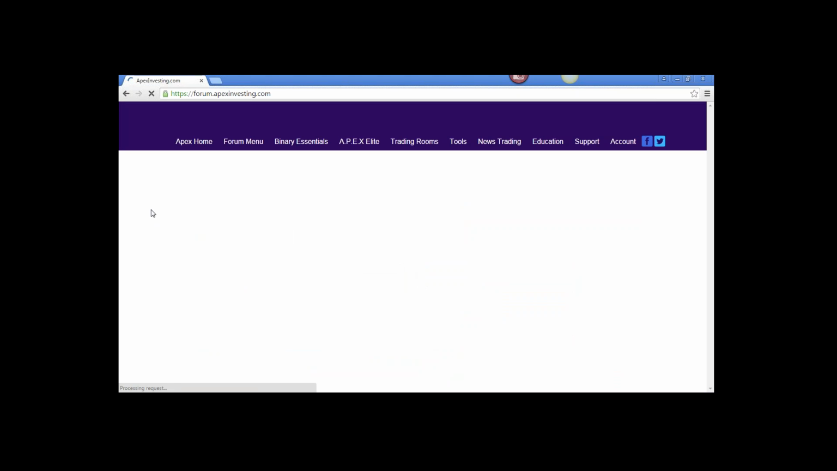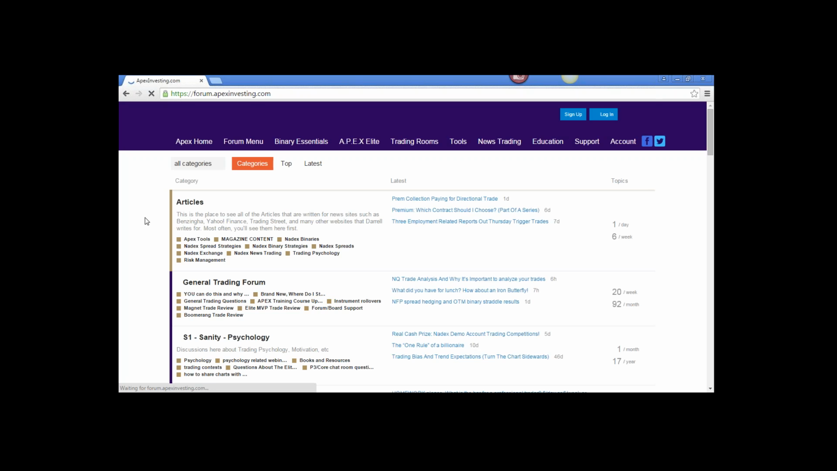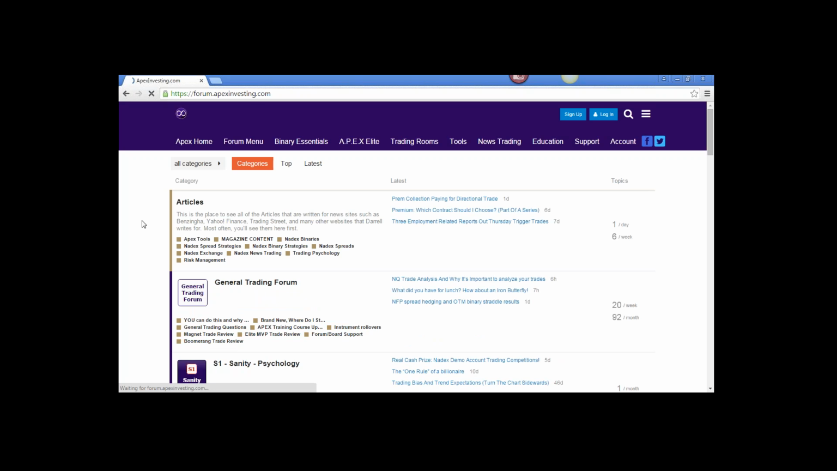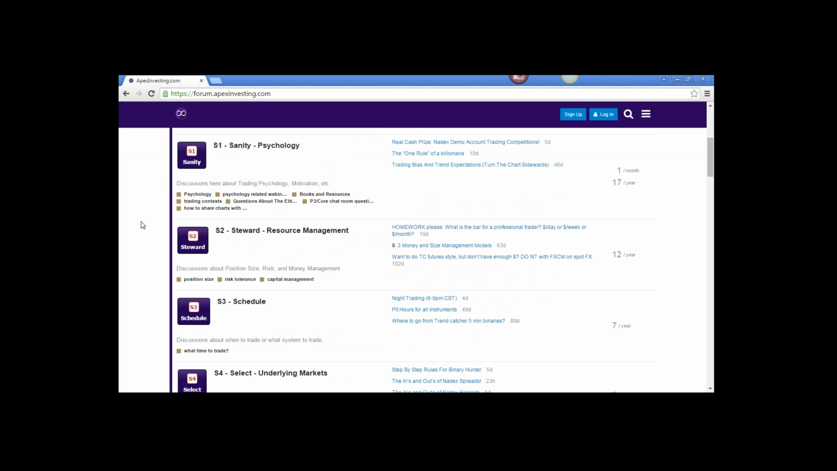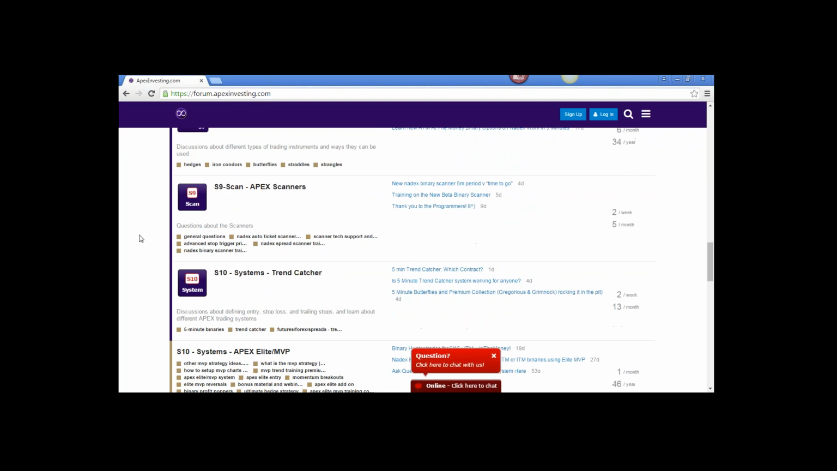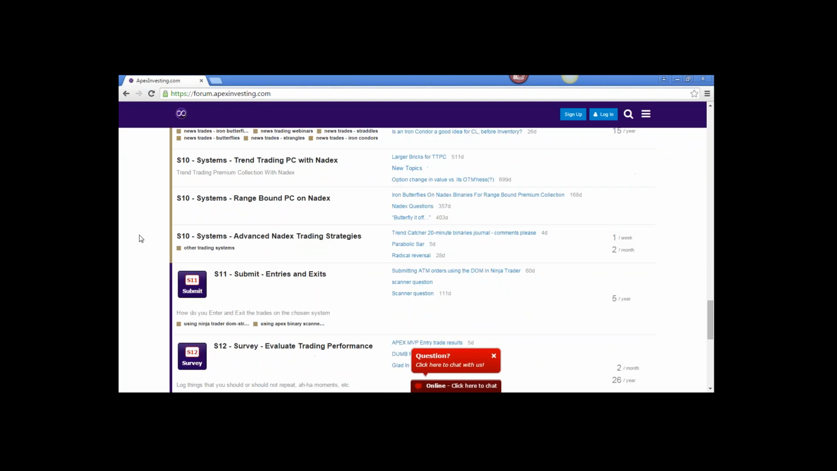Give it just a second to load. Once this loads, you'll see we have it broken down into several sections. There are sections about trade management, psychology, risk management, strategies, systems. You can go through and read information on all our strategies, all our systems, step by step. But if you go all the way to the bottom here, it will say watch webinars here, okay?